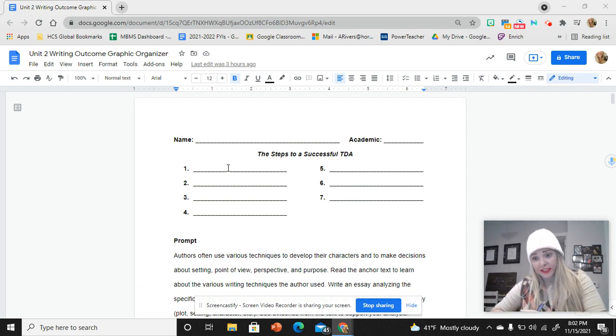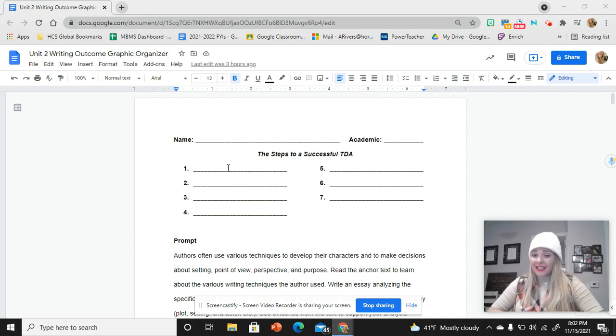When you start a TDA, the very first thing that you want to do is read all of the texts that they give you. I know a lot of people are like, oh, you want to read the question first. You want to analyze the question first. And that is okay to do. I'm not telling you that you can't read the question first or analyze the question first.